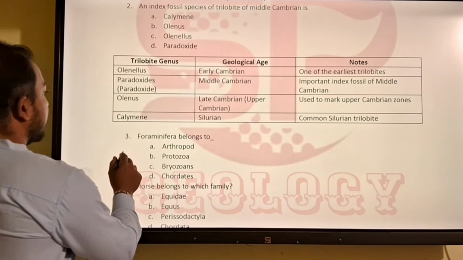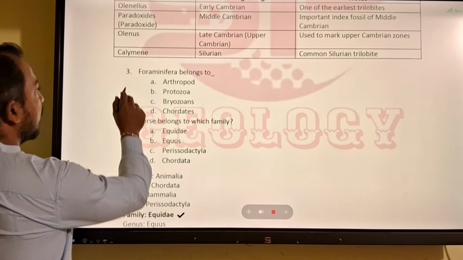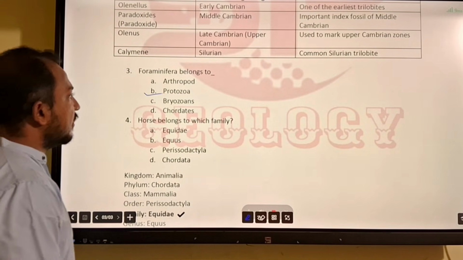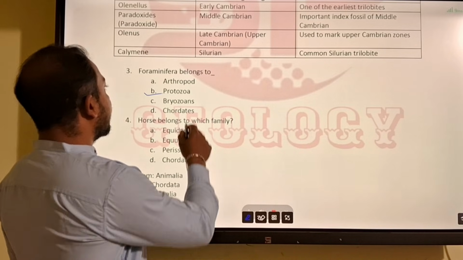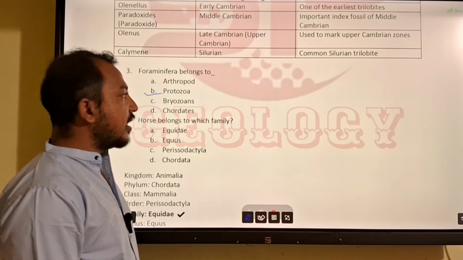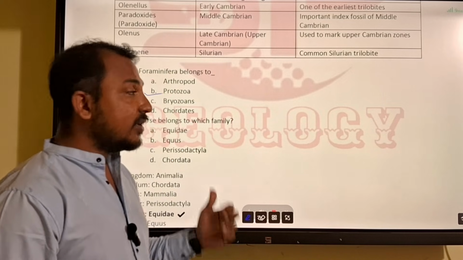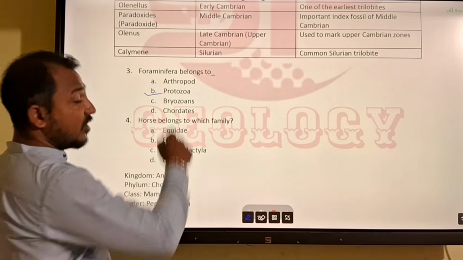The next question moves to Foraminifera. Foraminifera, remember, belongs to Protozoa. Then arthropod is the largest phylum that includes Trilobites.